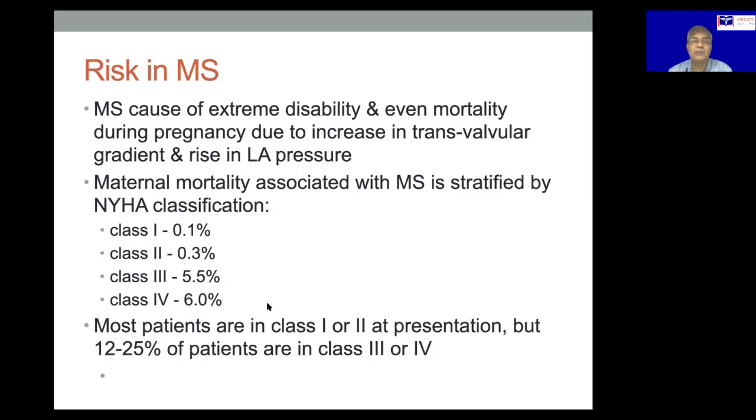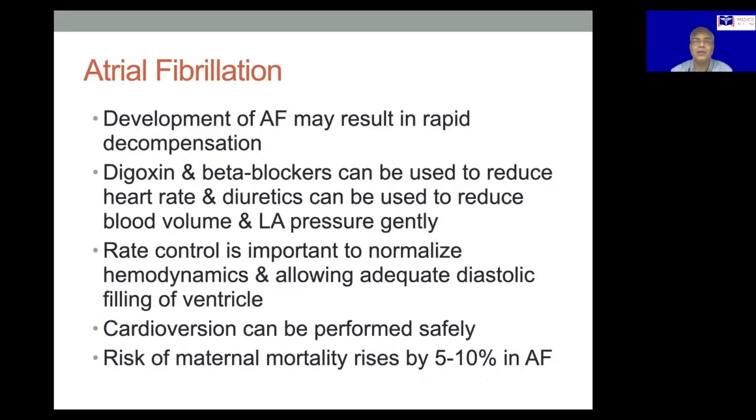A thing to remember is that most patients are class 1 or 2 at presentation, but about 12 to 25% of them become class 3 or 4 by the time the pregnancy is proceeding to the third trimester. The development of atrial fibrillation may result in rapid decompensation.